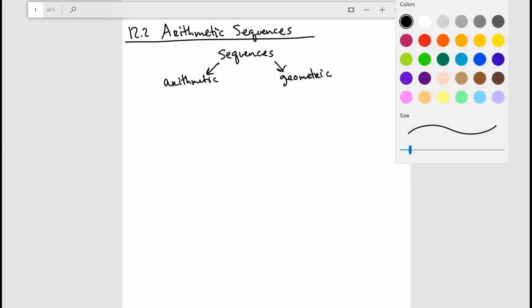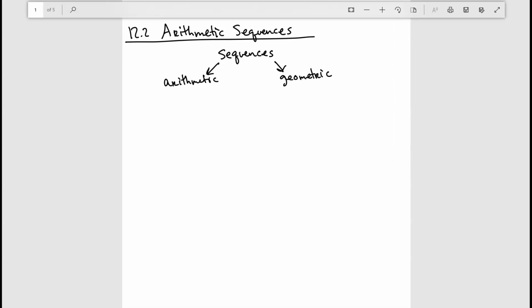So let me give you an example of what an arithmetic sequence looks like. An arithmetic sequence is going to look something like this: 2, 4, 6, 8, 10, 12, and so on and so forth. So what you see is a common number being added to each of the terms. So that's what an arithmetic sequence is. The difference between each consecutive term is constant.